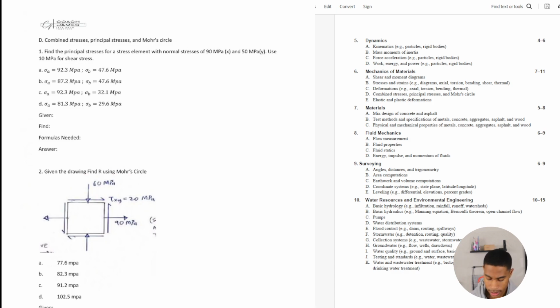Number 1 says find the principal stresses for a stress element with normal stresses of 90 megapascals in the X and 50 megapascals in the Y. Use 10 megapascals for shear stress. So what information are we given? We're given the normal stresses. We're also given the shear stress. Now, what are we trying to find? The principal stresses.